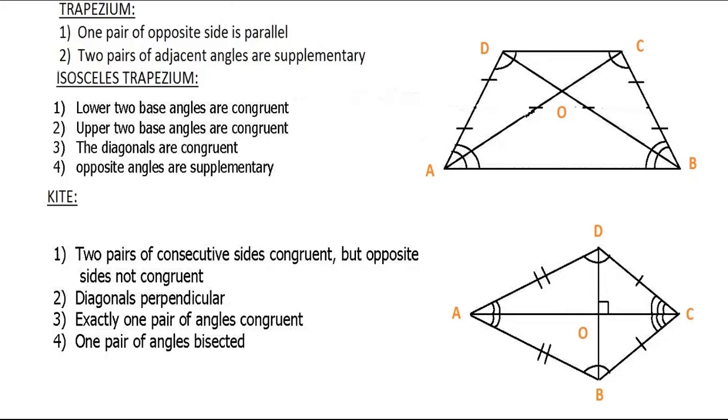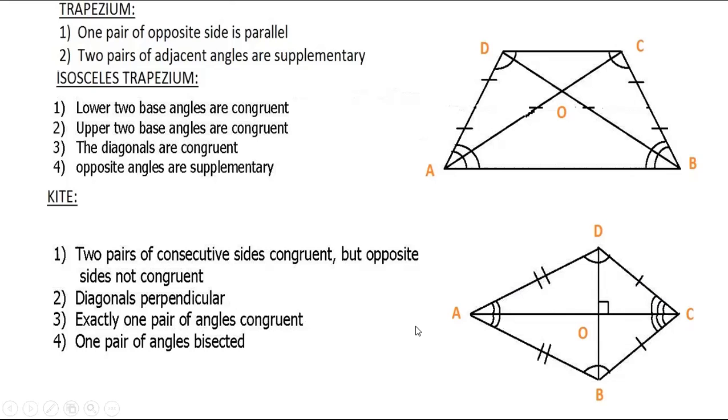Next type of quadrilateral is the kite. In the kite, we have two pairs of consecutive sides congruent. It means there are only two pairs of consecutive sides which are equal. The first pair in the figure is AD and AB. These two are equal in length. Another pair is DC and BC. DC is equal to BC.